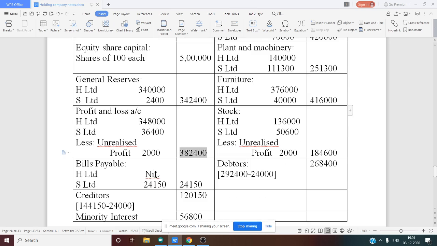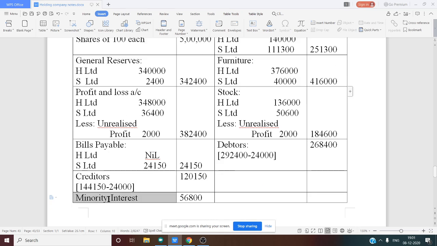Bills payable, holding company not given in the question. Subsidiary company is 24,150 given in the balance sheet. So that answer you have to write directly, no other adjustment. 24,150. Creditor, the intercompany answer we have calculated. Total creditor minus intercompany 24,000. Final creditor is 1,20,150.